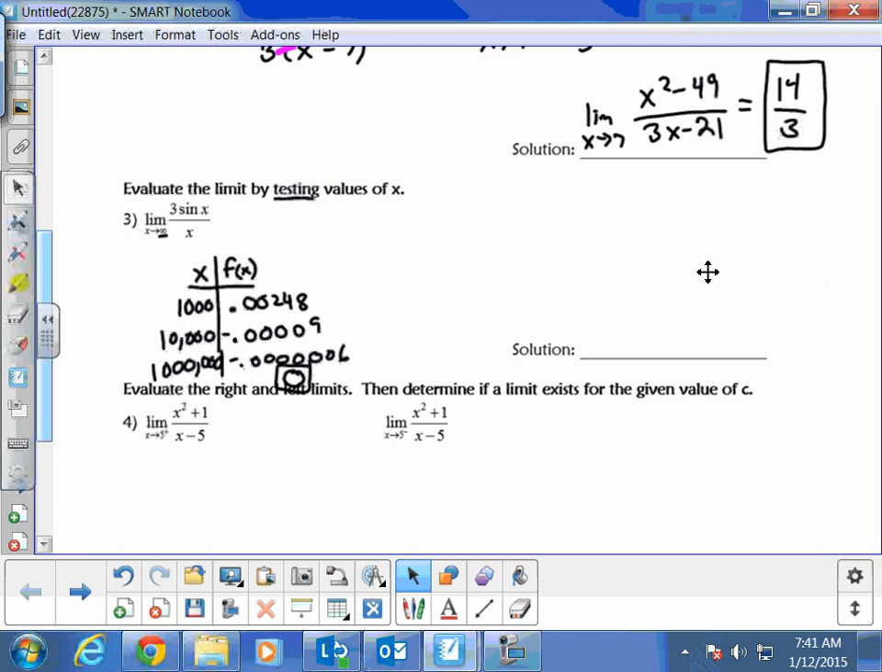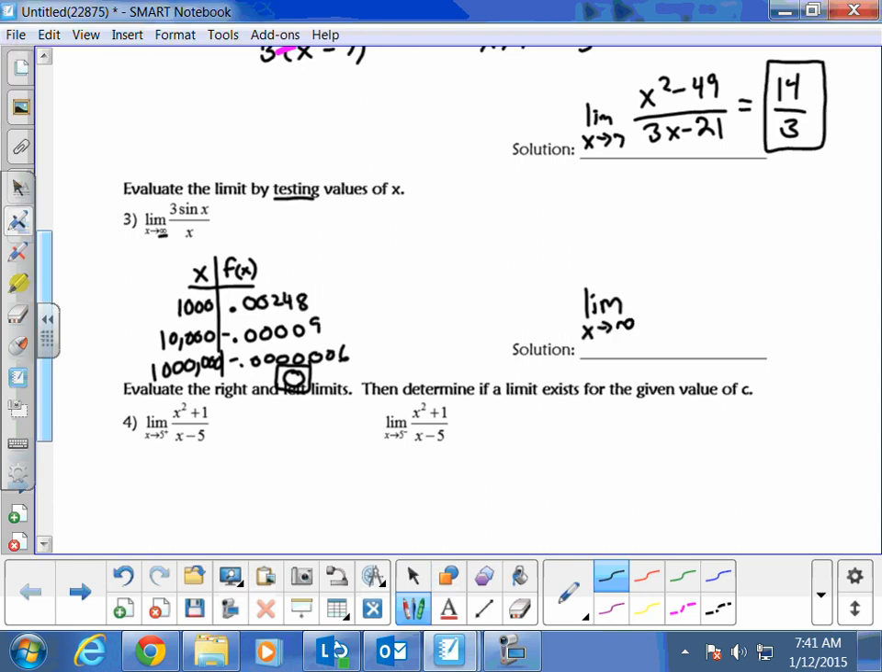Okay, we're back. And basically, the calculator wanted to freeze. It just got frozen. But let's go ahead and now write down our solution. Now we can put down that as x approaches infinity, of 3 sine of x divided by x is equal to 0. And the reason why we know is because of this table right over here.